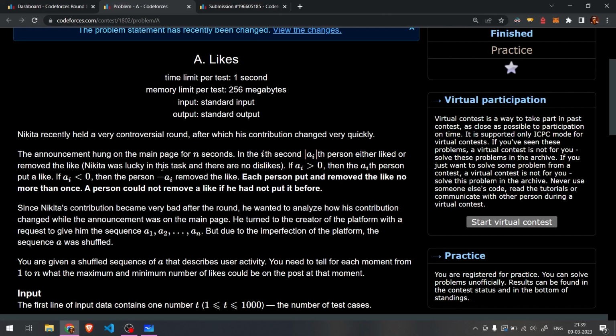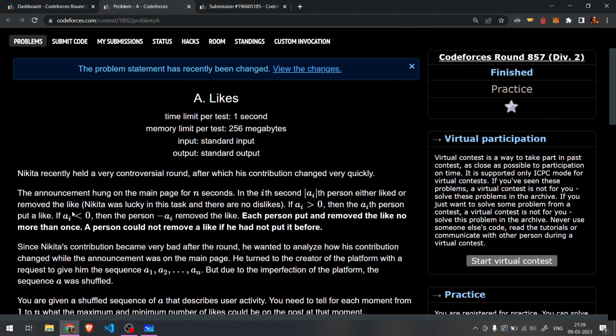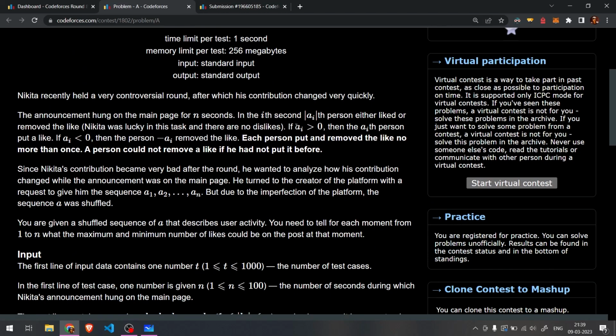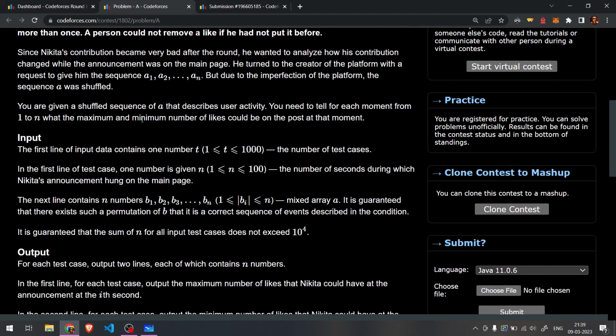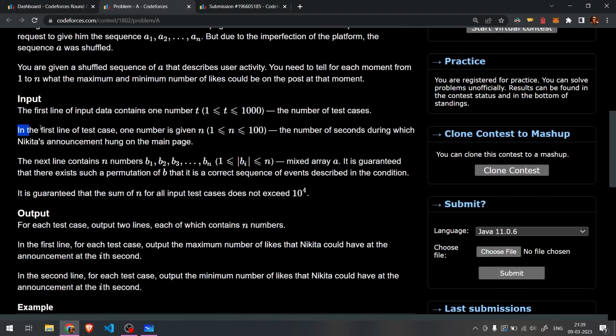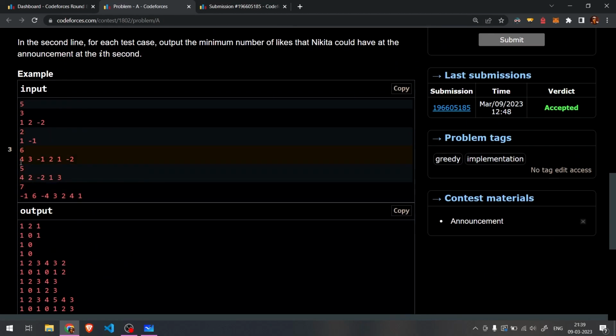Now there are no dislikes, so basically people can like your post, or people can like and then remove the like from your post. So we are given an array, and every positive integer represents that the person has liked your post, and the negative integer represents that that same person has disliked your post. So what are we given? We are given an integer n and an array, something like this: 4, 3, -1, 2, 1 and -2.